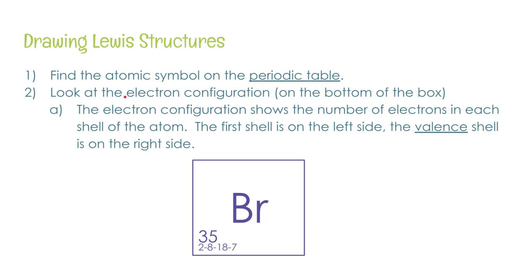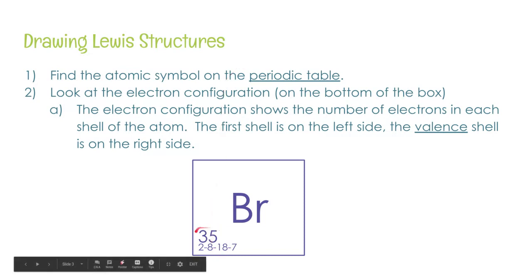The first step is to find the atomic symbol on the periodic table. So for this example, I am going to show you how to do bromine, because bromine is one of my fave elements. It is very, very close to the right side of the periodic table. It's atomic number 35, meaning in its nucleus it has 35 protons.